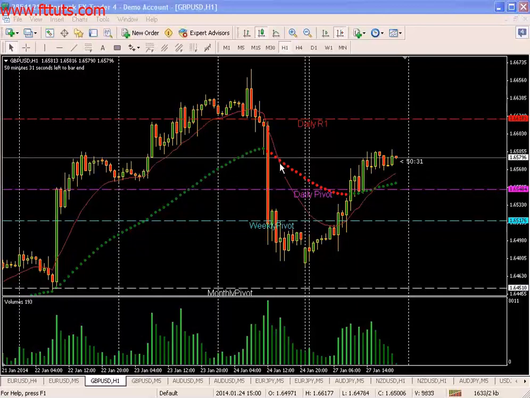I just happen to have a colored indicator here for the 50, which is my main one really, and it just is colored based on price either being above or below it.